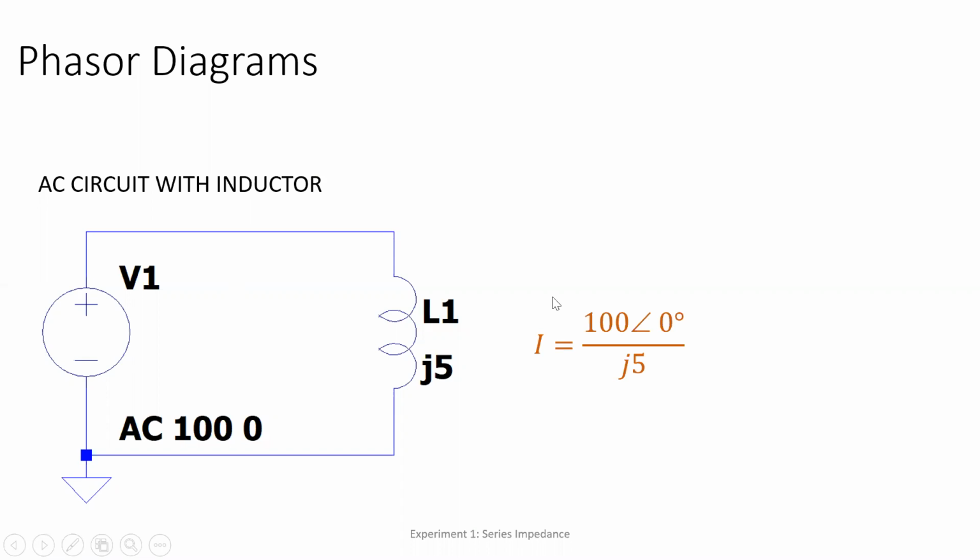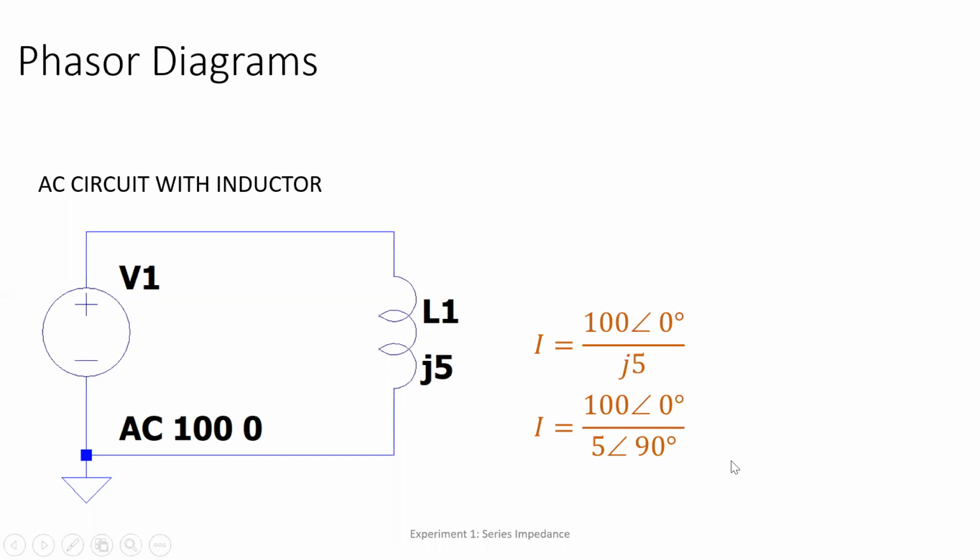So here we have I equal to 100 bar 0 degrees over J5. So let's express J5 also in polar form. So we have 100 bar 0 degrees divided by 5 bar 90 degrees. Okay, so you can convert it using your calculator. Just type in 5I in complex mode and then change it into polar form because this one is in rectangular form.